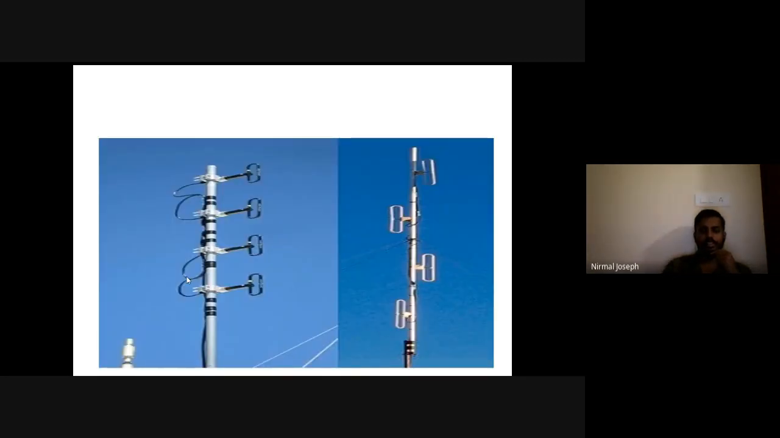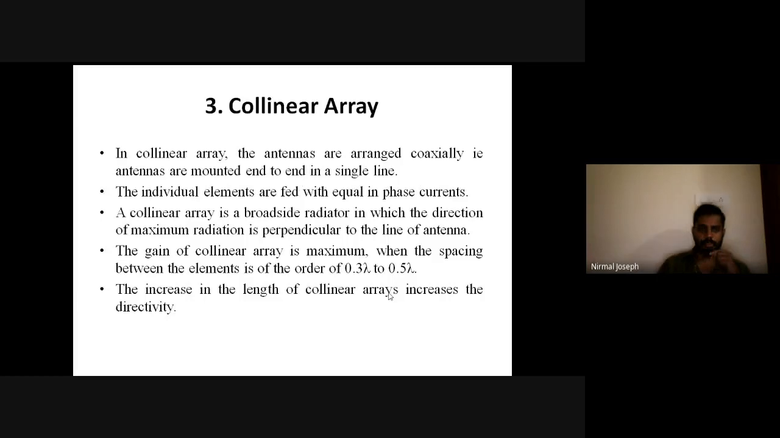See, here you can see this is a coaxial arrangement, or collinear arrangement. They are arranged coaxially, on the same axis, and they are in the same line. Here you can see they are arranged like this, in the same line. There are two types of arrangements shown. So this is basically our collinear arrangement or collinear array.